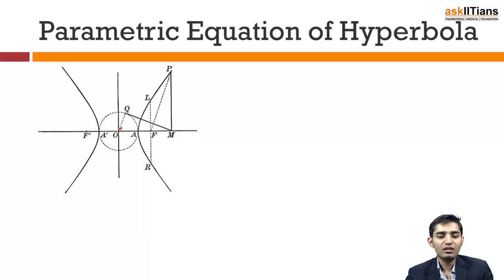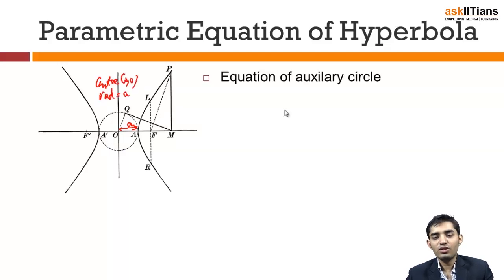What will be the radius? The radius will be A. And what is the center of this circle? Center is at origin. So center is 0, 0 and radius is A. So what will be the equation of auxiliary circle? Equation of auxiliary circle will be x square plus y square equal to A square.